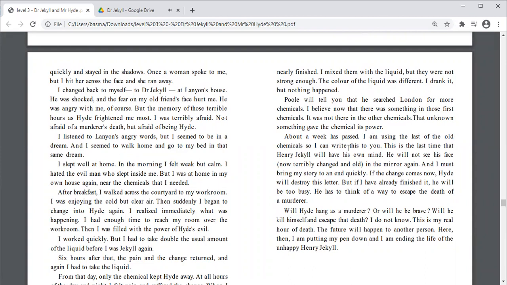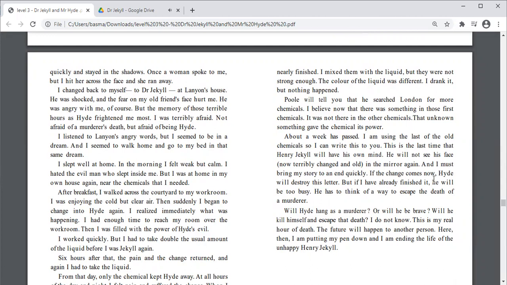About a week has passed. I am using the last of the old chemicals so I can write this to you. This is the last time that Henry Jekyll will have his own mind. He will not see his face, now terribly changed and old, in the mirror again. And I must bring my story to an end quickly.